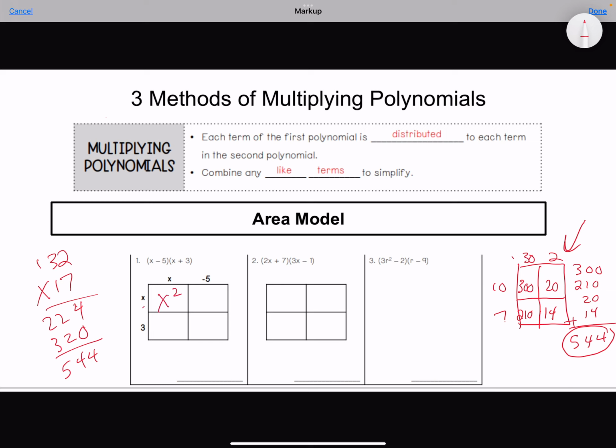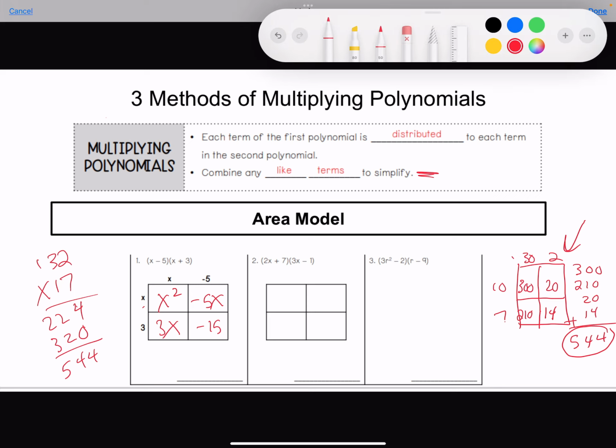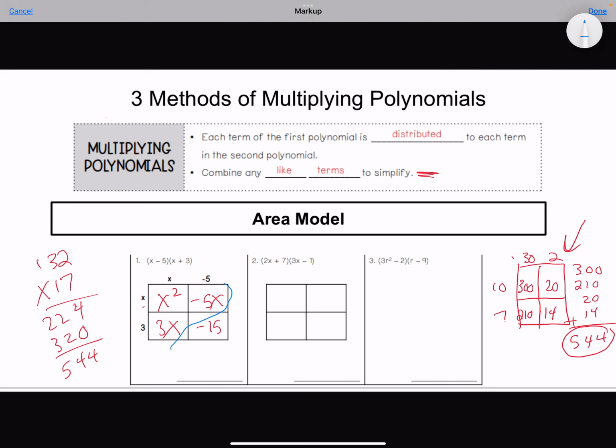So to multiply x times x, just like when we distributed, I have x squared. I have x times -5, so that's -5x. 3 times x is 3x. 3 times -5 is -15. And so like it says up here, now we're going to collect or combine the like terms. Generally, my like terms will be on the diagonal from each other. So we have x squared, 3 minus 5 is -2x, and then we have -15, and you're done. Okay? Area model is going to be the simplest, and you will get really quick at it.